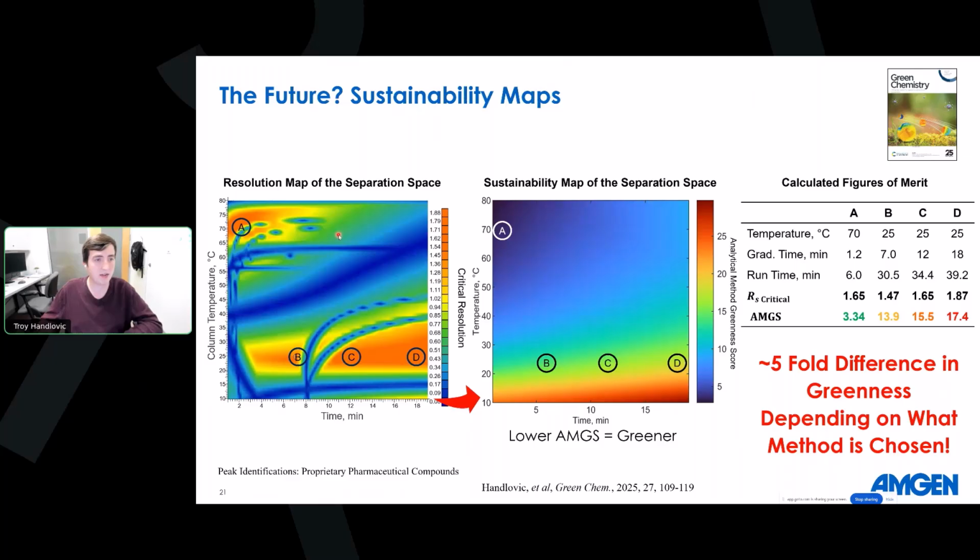And by looking at where we have resolution on the left and where we have greener methods on the right, we could choose one of these 4 methods that all produce adequate resolution, so above 1.5. And you see that if you were to choose method A instead of method D, which both provide above 1.65 critical resolution, there's a 5-fold difference in greenness. So you're able to strategically pick greener areas of the sustainability map without doing any extra experimentation, which is really nice and something that we hope becomes more routine and potentially commercial in the future.